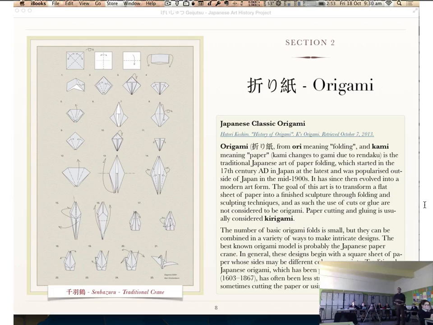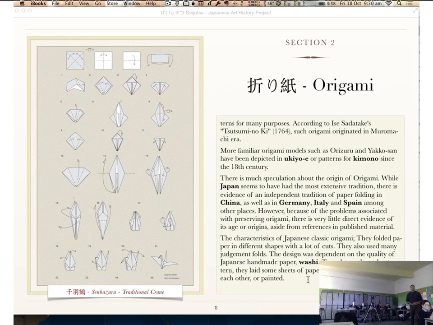So origami, again, I'm not going to go through origami here. There's quite a lot of information there, but it talks about origami and what it means. It talks about the history and what it's about. And here you can see, around that same time, there was this kind of art movement going on in China, in Germany, in Italy, in Spain. They were all doing this paper fold. And there's obviously the paper crane, I guess, which is the most famous one.